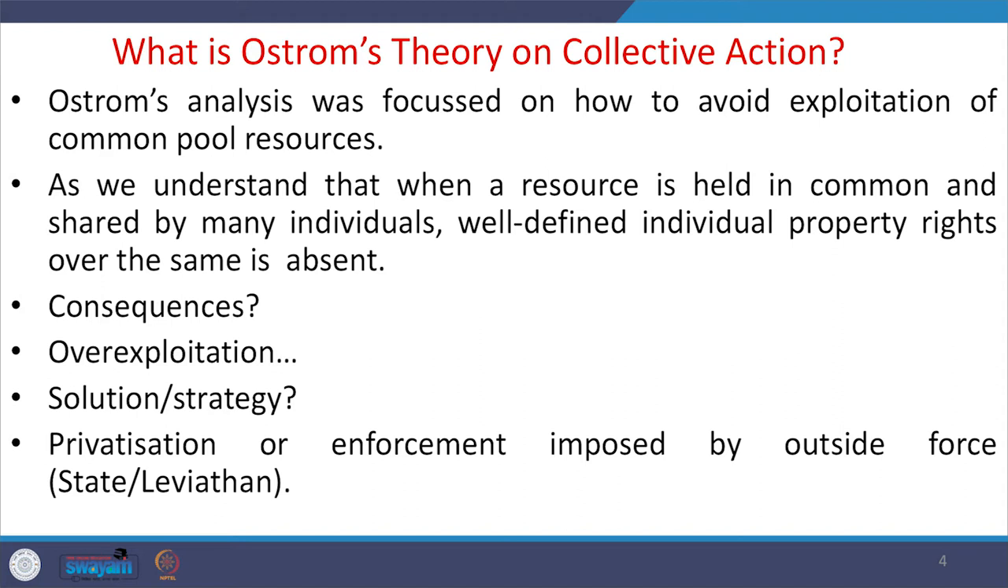And the peculiar strategies we find in the economic literature or common pool literature are these two: either the privatization of the resources, or enforcement imposed by an outside force, which may be government mechanisms or government intervention. If these two types of strategies can be undertaken, then the common pool resources can be saved. Here we are talking about enforcement imposed from outside, meaning state intervention, or sometimes, in Olson's remark, the role of the Leviathan. That means a major power which can control these resources in managing and governing. So, these are the two popular beliefs.